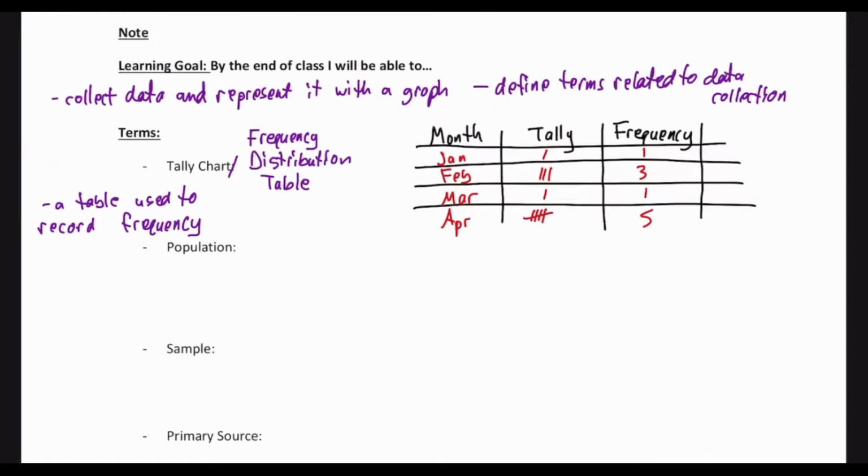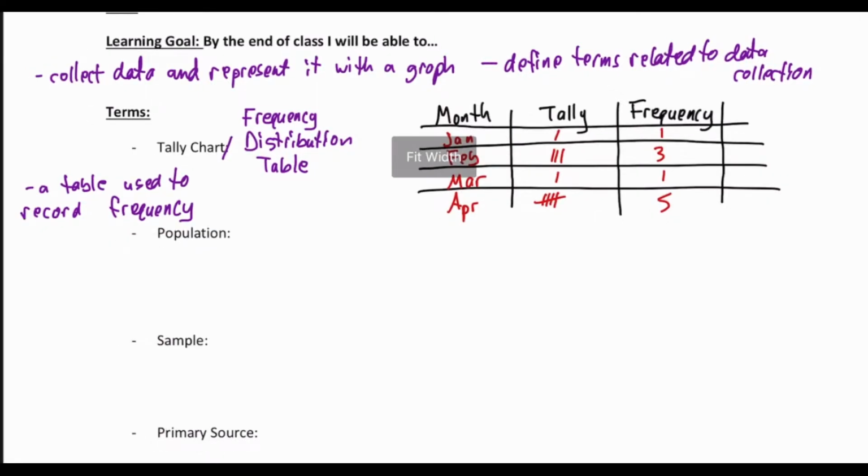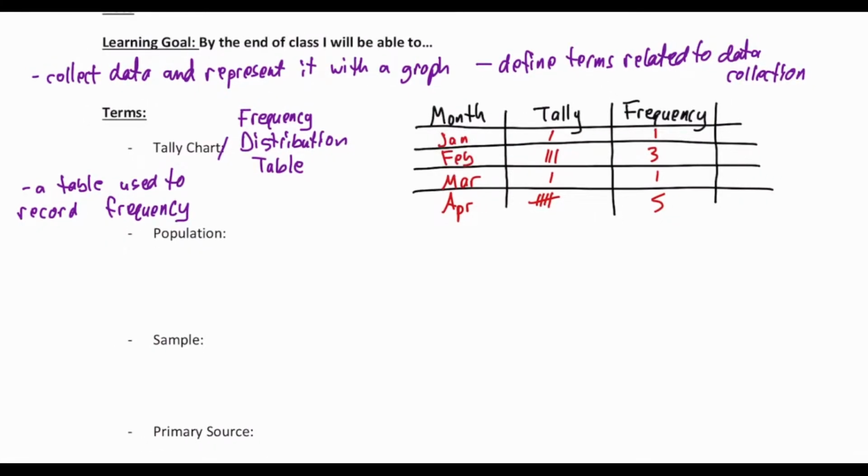So remember, frequency is how often something happens. And so we're just writing how often did each outcome occur? How many items did we have in each category, so to speak?